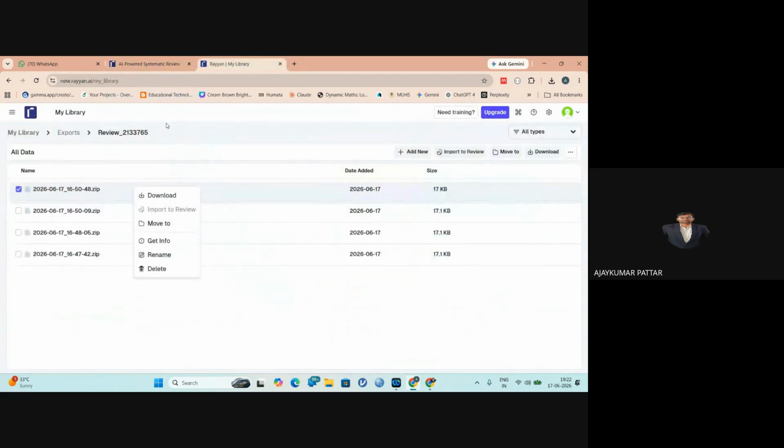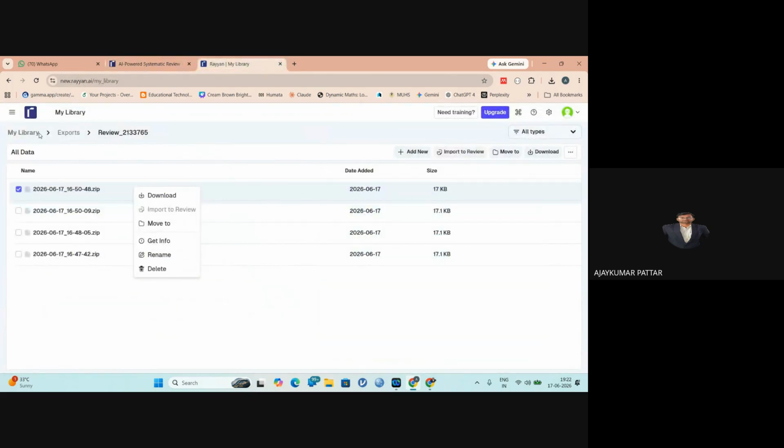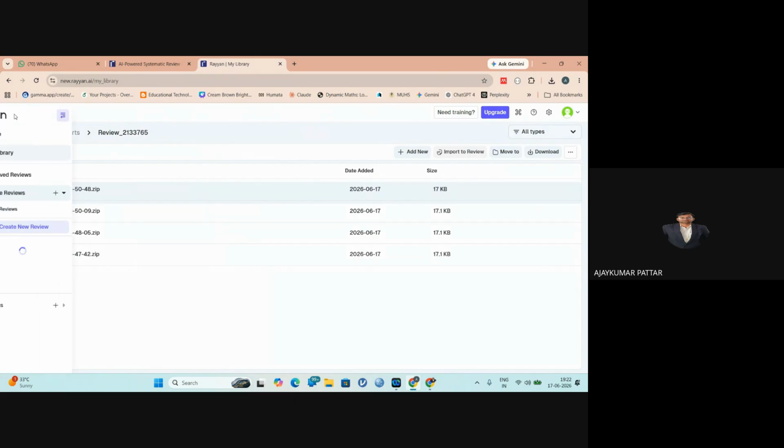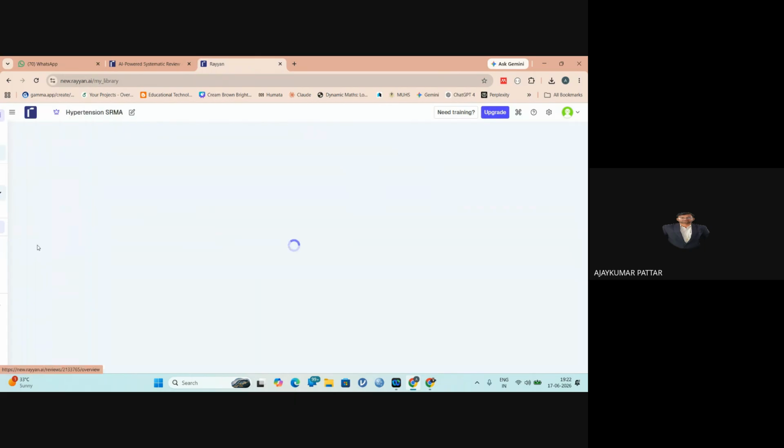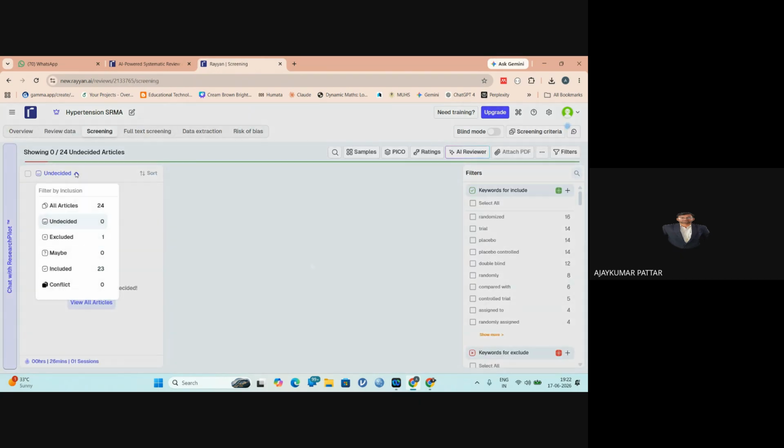So now I have downloaded the CSV file. From screening, I have exported the 24 articles CSV file, because I need the 24 articles for full text screening. Even though we excluded one, in the export it is taking 24. No problem, we will remove that one later. So now the CSV of 24 articles file is with me.